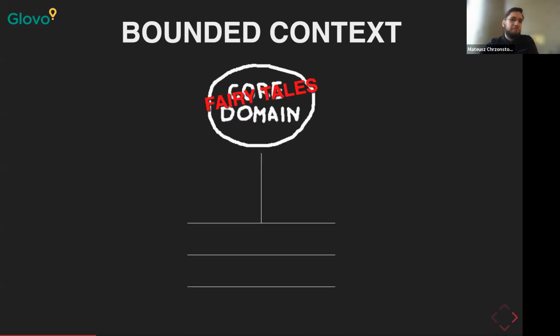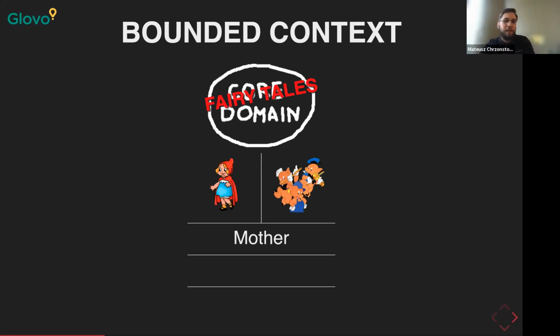So assuming that our core domain is fairy tales in general, we might have two bounded contexts, one for Red Hood and the second one for the Three Little Pigs. In both fairy tales, you had the same word called mother, but in the Red Hood, the purpose of mother was way different than in the Three Little Pigs. In the Three Little Pigs, sometimes there is even no reference to mother, and in the Red Hood, it was the starter of the application, like of the problem, of the solution. So mother was sending the Red Hood to the grandma.